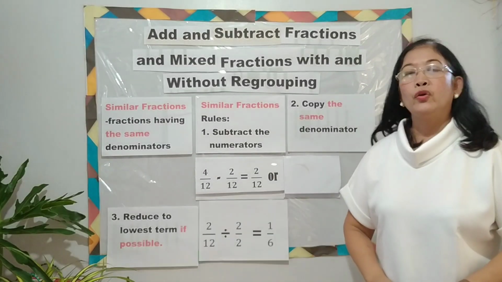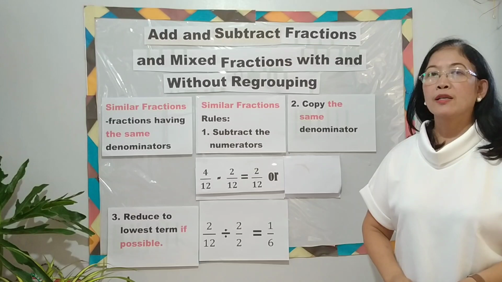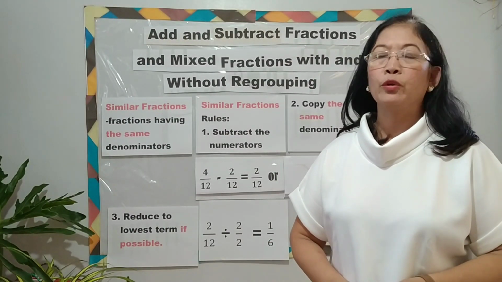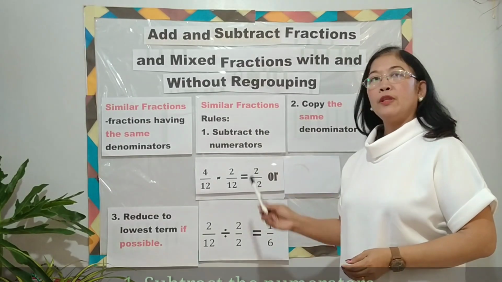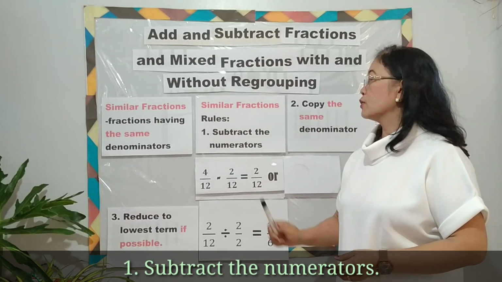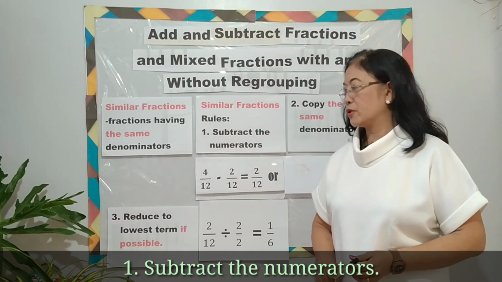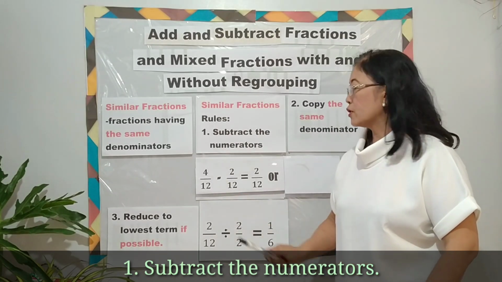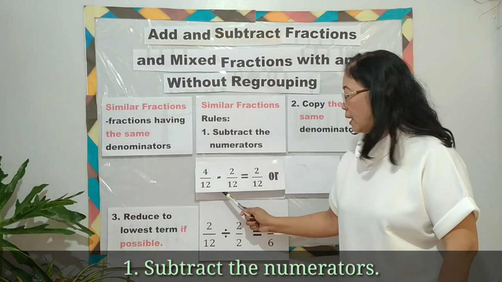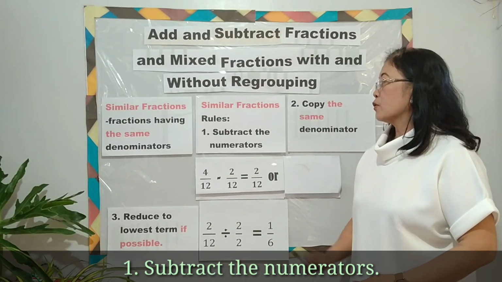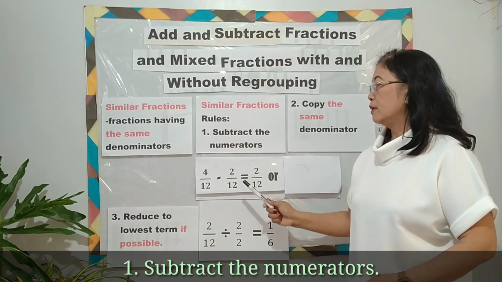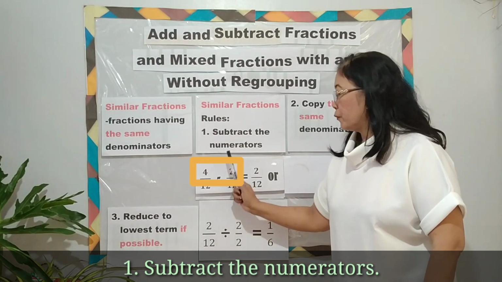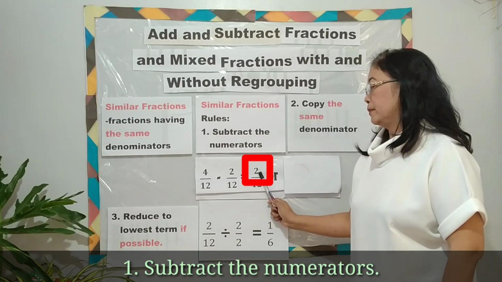This time, I'll show you how to subtract similar fractions. The same rules we have to follow except for rule number 1. For rule number 1, all you have to do is to subtract the numerators. So for example, you are going to subtract 4/12 minus 2/12. Following direction number 1, you have to subtract 2 from 4. So 4 minus 2 is 2.